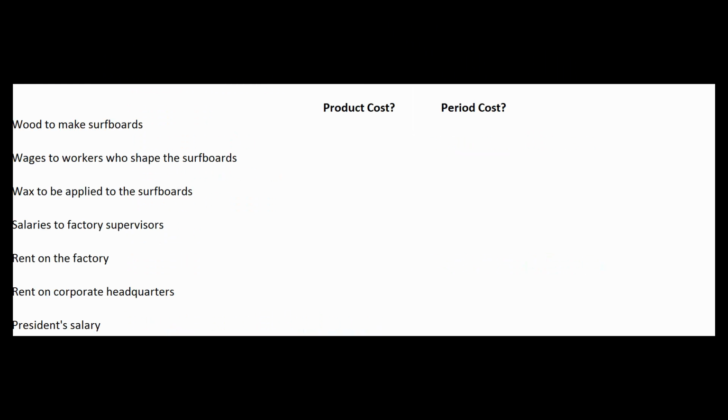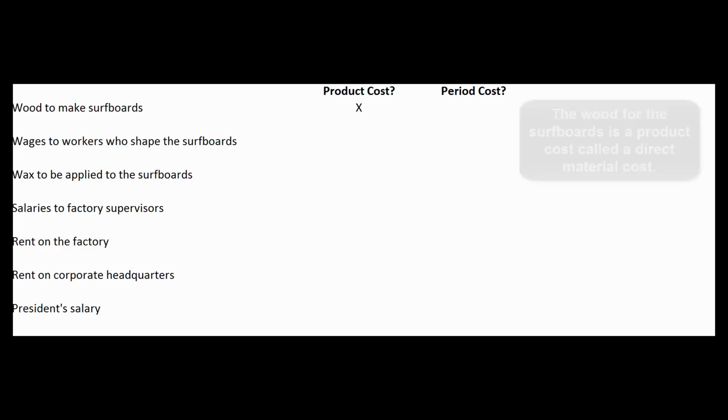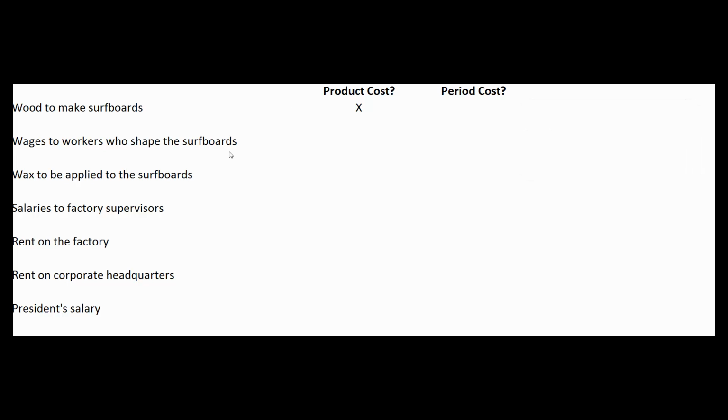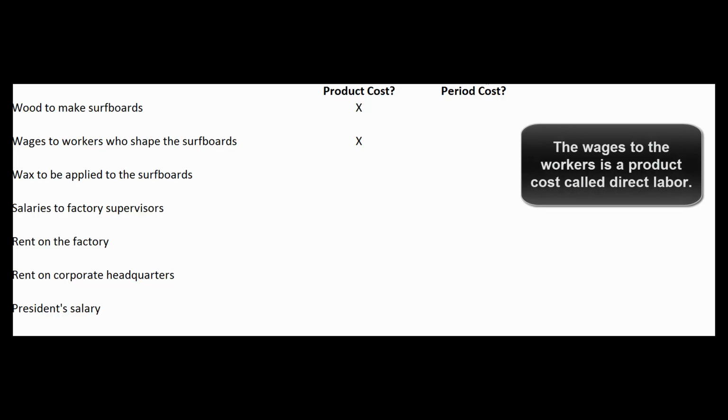Okay, let's pretend we have a factory that makes surfboards. And let's just do a little practice here to see if we know the difference between product costs and period costs. So what about the wood that we use to make the surfboards? Is that a product cost or a period cost? Well, it's a product cost. We're going to include it in the cost of our surfboard. What about the wages of the workers who shape the surfboards, the men and women who actually work hands-on on the surfboards? Well, that's going to be a product cost as well.